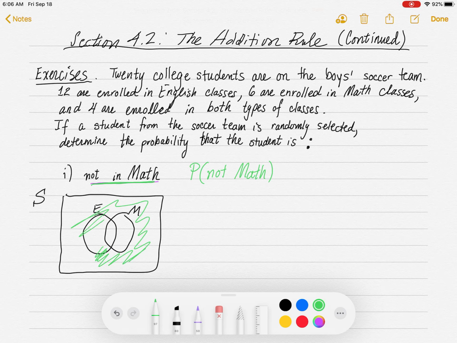So math is going to be, I'll make it blue. So we want not math. So everyone outside of math. So the way we often write that, we write this as the probability of bar over math. So that bar is called the complement. It's everything outside of math. All right, so if you use your complement formula, which is handy, you can write this as 1 minus the probability of math.